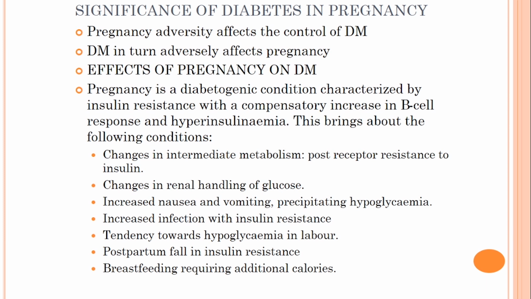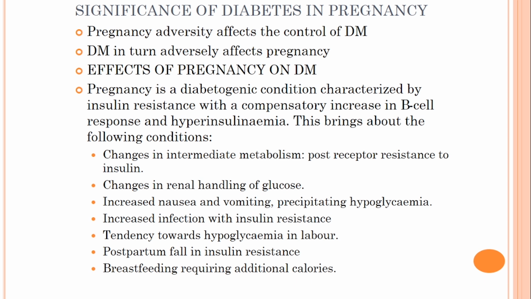So what are the various conditions? We'll just give the synopsis. Number one, there are changes in intermediate metabolism in which there is post-receptor resistance to insulin. Peripheral utilization of insulin is dampened by these diabetogenic hormones.